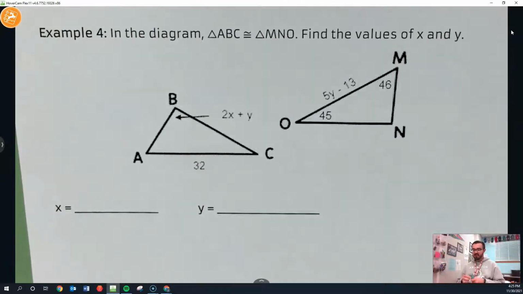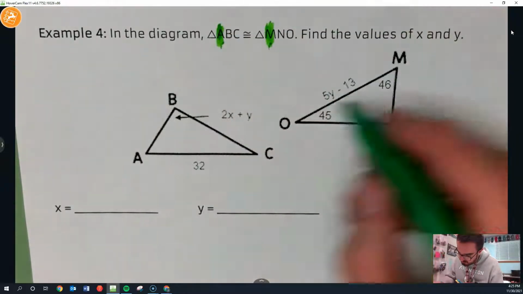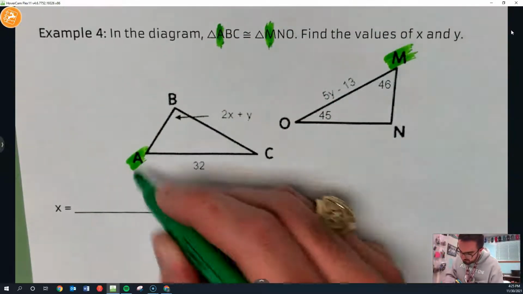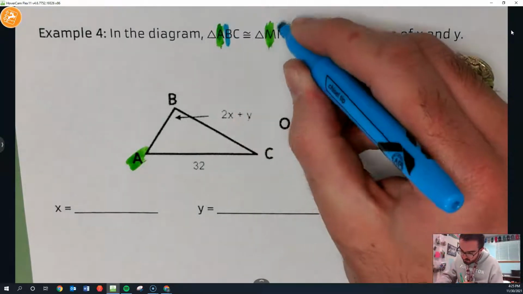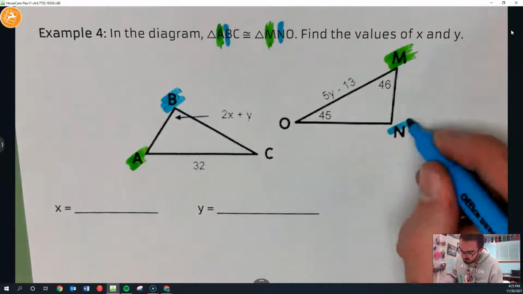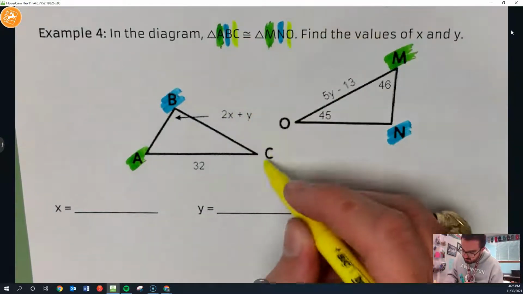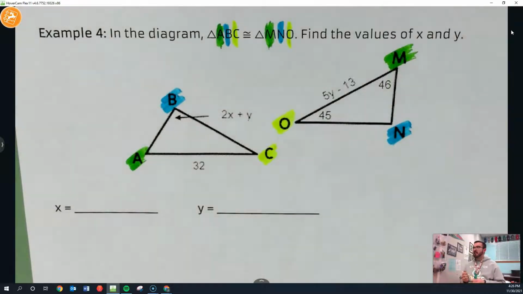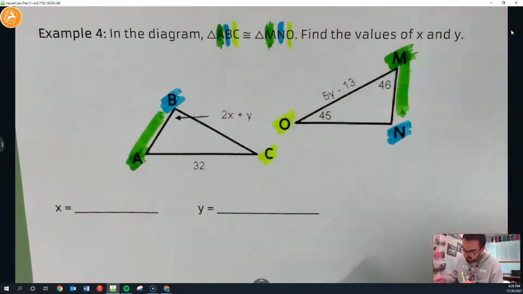All right, it has given us a congruency statement. So anytime we see something like this, I want you to color code first. So let's go ahead and color code. A and M, let's do green. Let's keep going. Let's do blue, B and N. Let's do C and O. Okay, we're getting somewhere. Let's do our sides as well. Let's do green to blue.